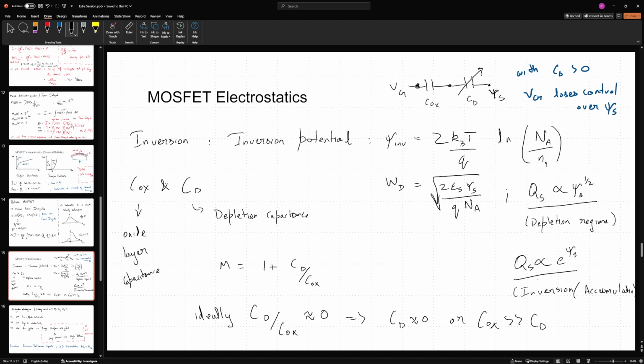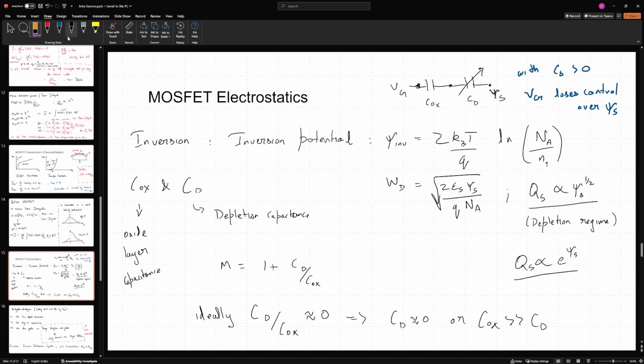And in the inversion or accumulation mode, Qs is proportional to e to the power psi s, and in the inversion regime, I also have the same relationship. So that's what I've written here. So when I've achieved inversion or I'm in the accumulation, I have this kind of a relation. So what we see is that inversion, accumulation.